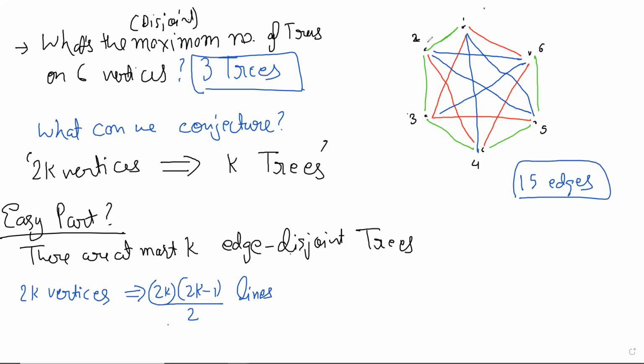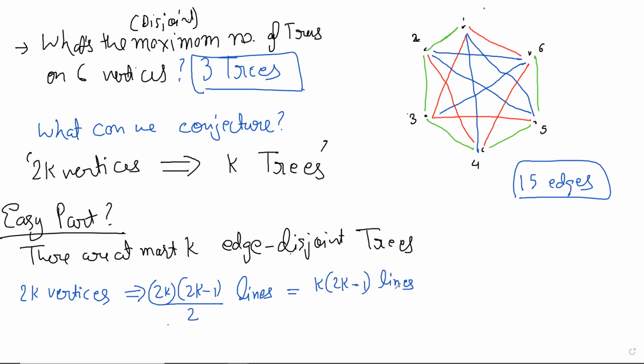Because when you draw a line, you have 2k choices for its first point, and 2k minus 1 choices for its second point, and why you're dividing by 2, try to figure it out. It's a very straightforward thing. Wait, am I making a mistake? Yeah, this is right. Okay, so this means we have k times 2k minus 1 lines.